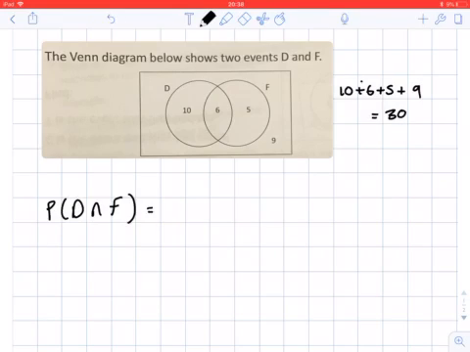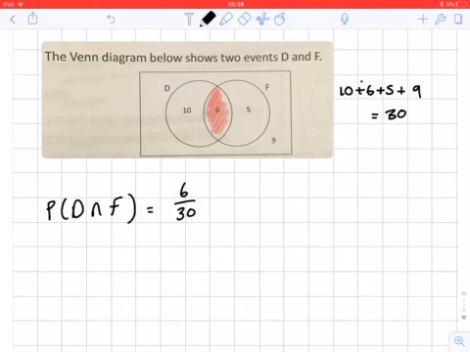So D and F, if you recall, D and F is everything that's in D and has to be in F, D intersection F. And if you recall from our videos on Venn diagrams, that's everything in that intersection there, which is 6. So the probability of D and F is 6 out of 30.